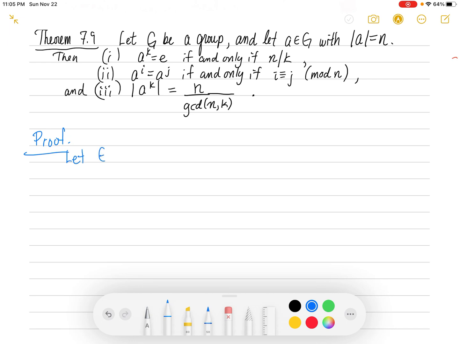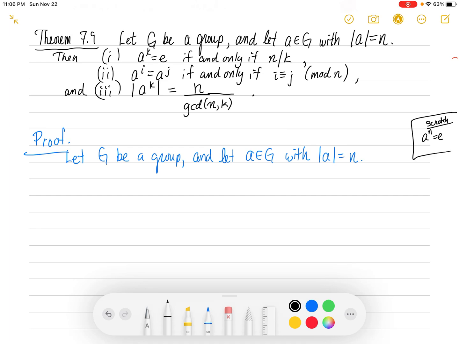So in the background, we have let G be a group, and let a be an element of G with the order of a equal to n. So remember, when the order of a equals n, that means n is the smallest positive integer such that a to the n equals e. That's just scratch work. Keep that in mind throughout this problem. n is the smallest positive integer such that a to the n equals e. That's going to come into play quite a bit.